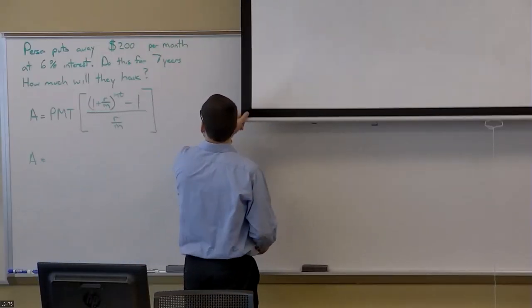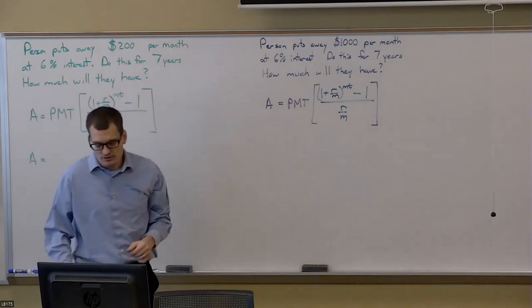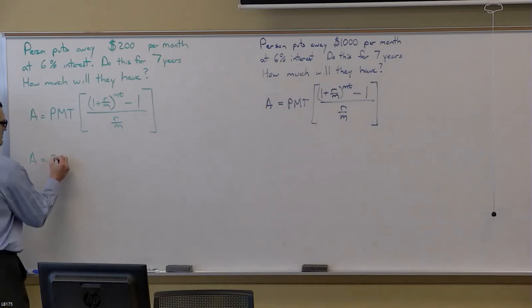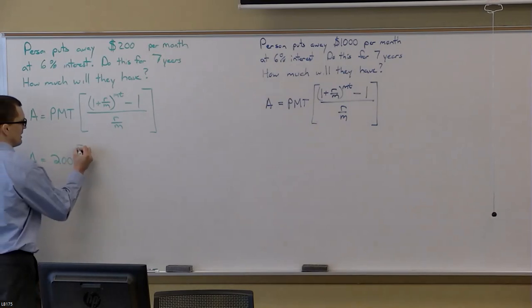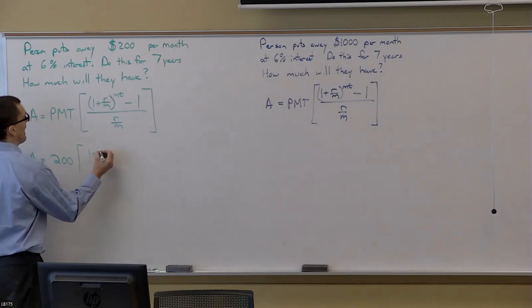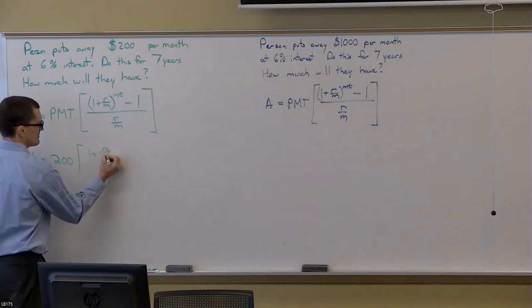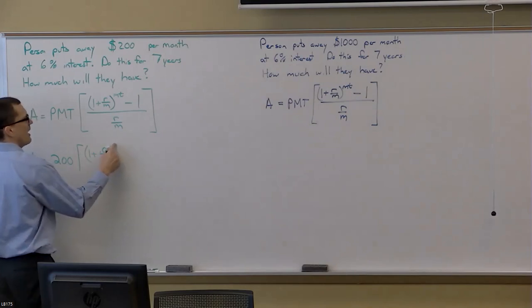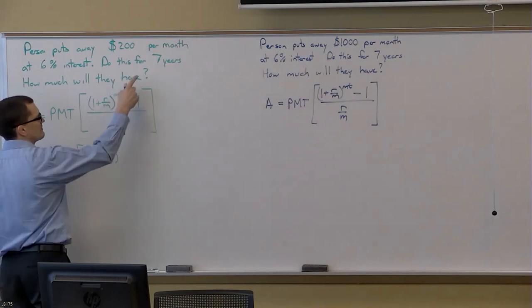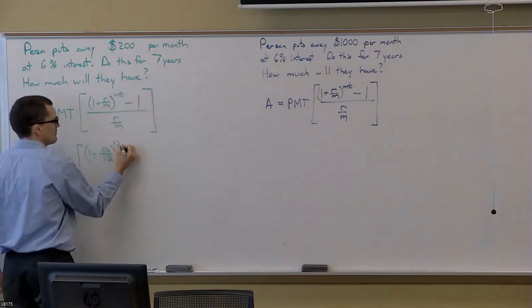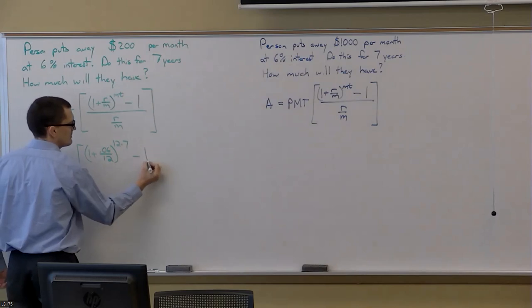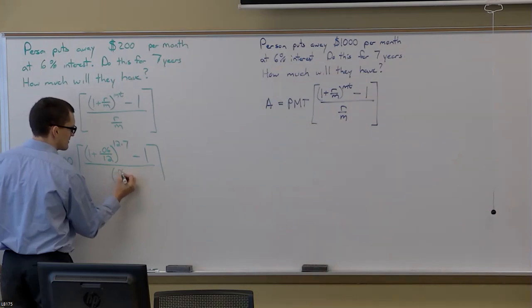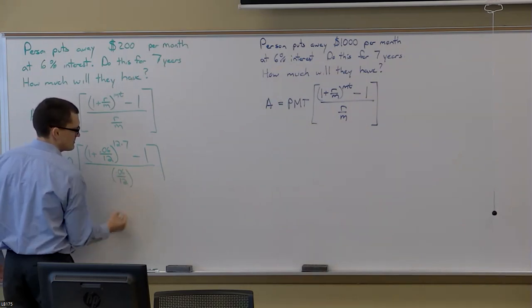All right. So let's go through both of these examples. I'll start with the 200. We put in $200 a month at 6% interest. Again, that's monthly compounding. The exponent here is going to be 12 times 7, which is 84. I'm not going to write that down this time. And then divide by 0.06 over 12.